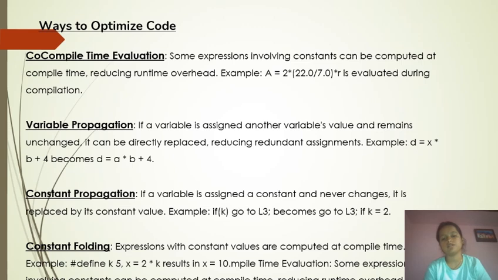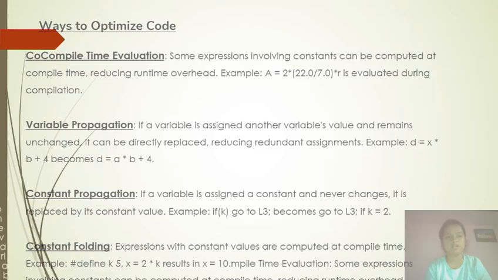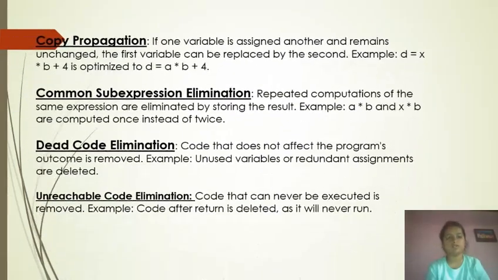Then there is copy propagation. If one variable is assigned to another and remains unchanged, then the first variable can be replaced by the second. For example, if d is equal to x into b plus 4, it is optimized to a into b plus 4, meaning x and a value is same.